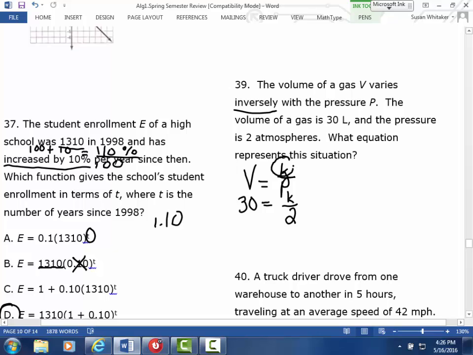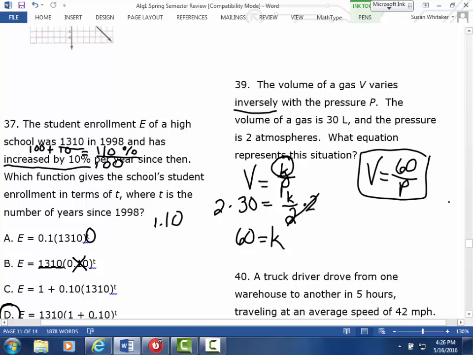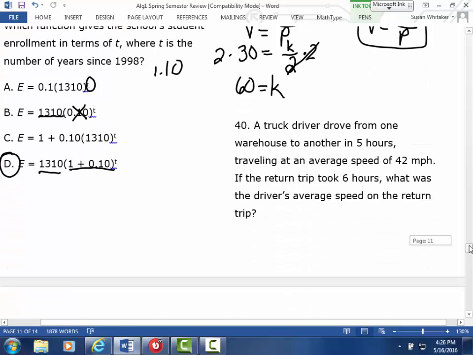Well, I need to know what K is in order to write the equation. So I have to solve this. I'm dividing by 2, so if I multiplied, that would cancel. So I do 2 times 30, so that gives me that my K value is 60. So my equation would be V equals 60 over P. All right, number 40 and our last one.